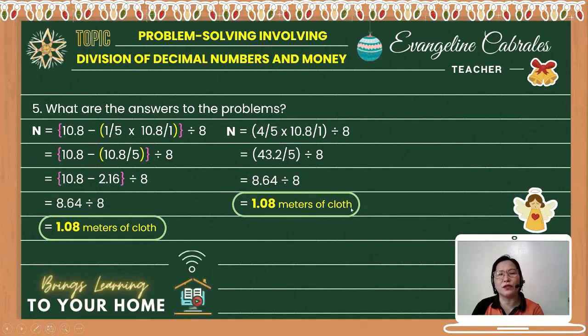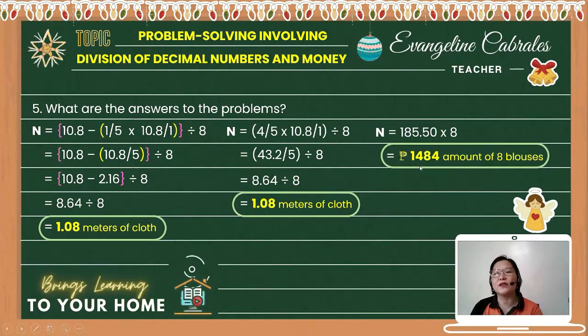1.08 meters of cloth. So, you see, magkaiba ng number sentence, pero they arrive at the same answer. And then, the answer for the other is 185.50 times 8. That is 1,484 pesos, the amount of 8 blouses.